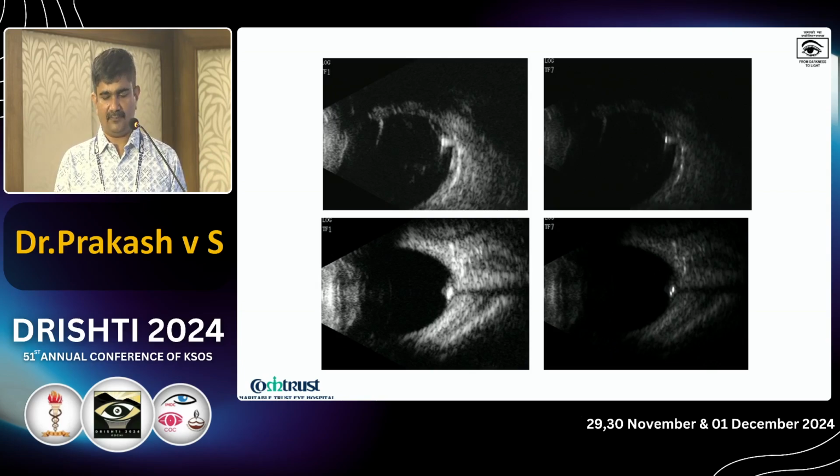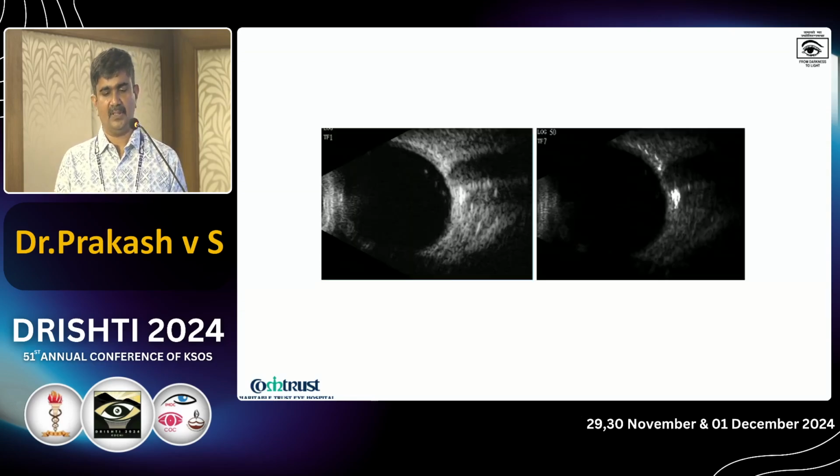Whenever you have a foreign body, it will cause a spike which is more than the scleral spike. So reduce the gain and see whether it is still higher than the scleral spike. Then, most of the metallic foreign bodies will cast a shadow. So this has to be done.